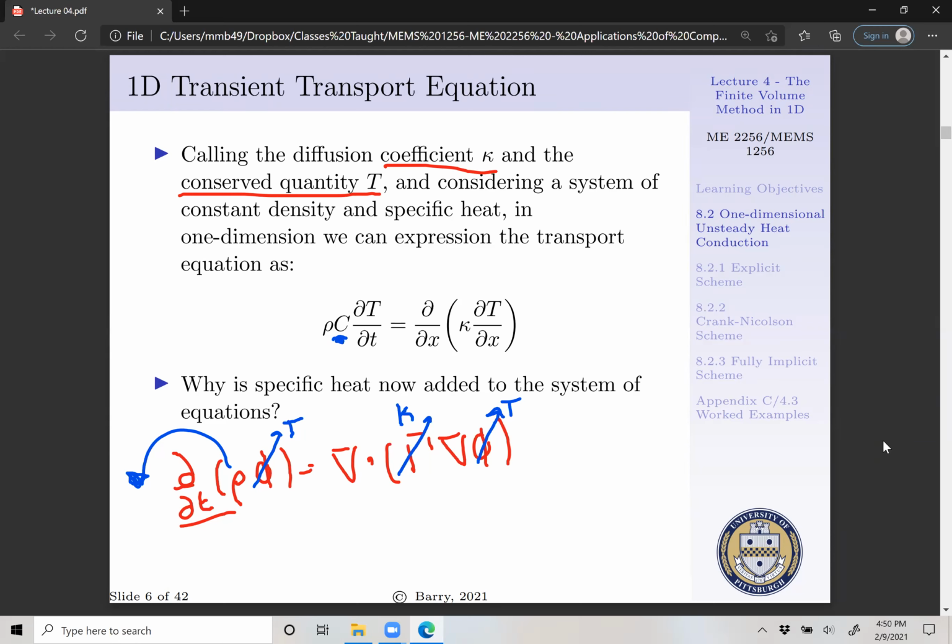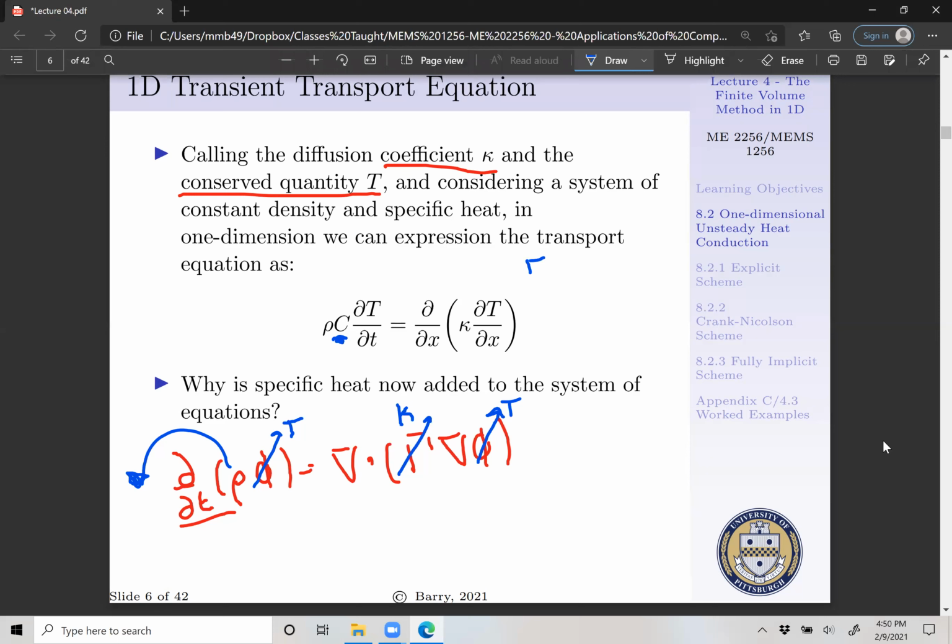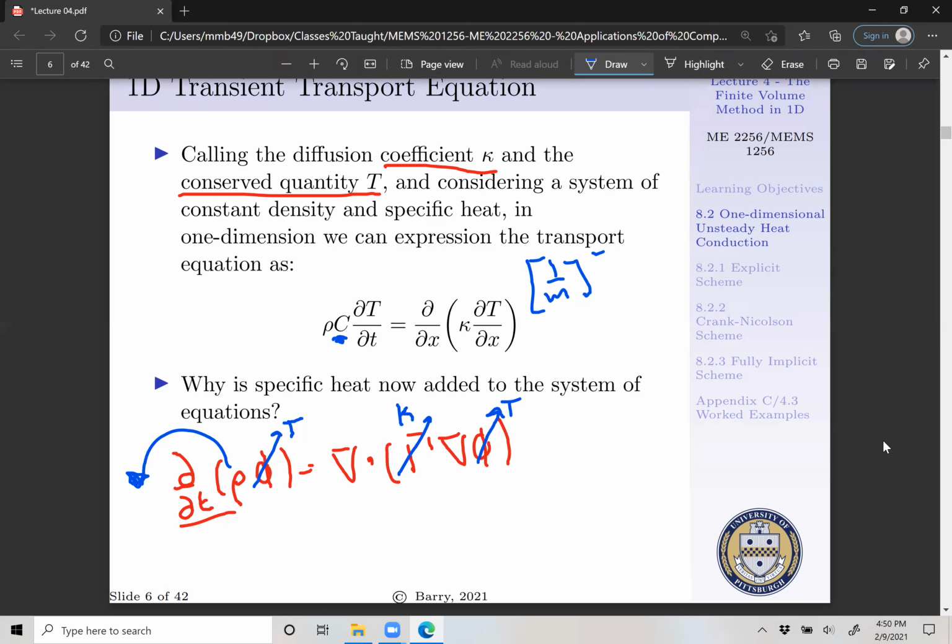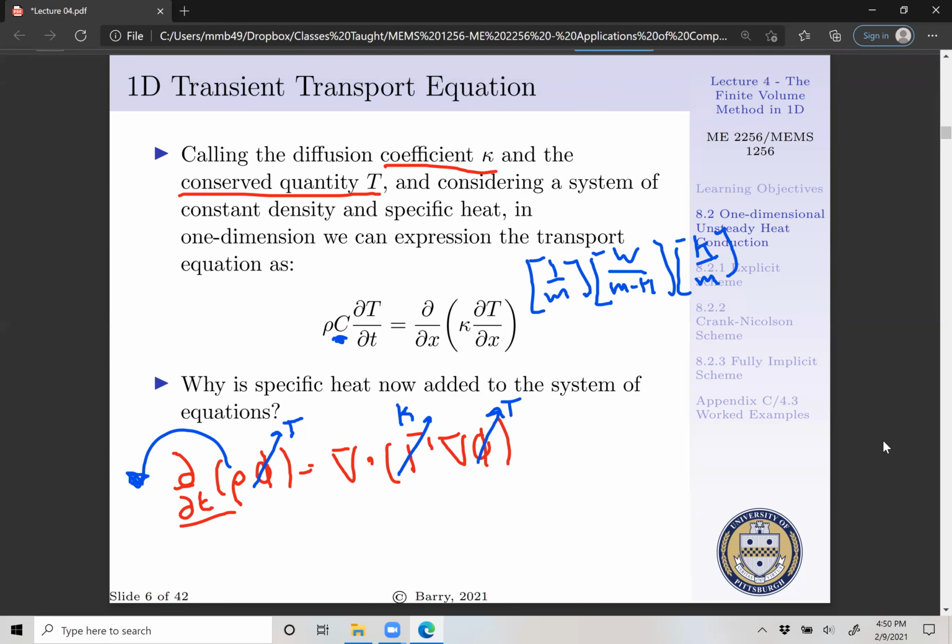Can anyone tell me why we have to include specific heat? Can anyone think of why our specific heat should be added to the temporal term? Well, let us look at our units. Del by del x would be 1 per length. Our thermal conductivity is watt per meter K, and then we have K per length. So if we look here on our right-hand side, our temperatures cancel out, and we have watts per cubic meter. Okay, that's on a per volume basis.